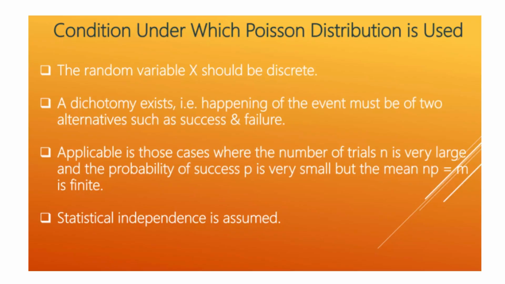Now, the conditions under which Poisson distribution is used. The random variable X should be discrete. A dichotomy exists, that is, the happening of the event must have two alternatives such as success and failure. It is applicable in those cases where the number of trials n is very large and the probability of success p is very small, but the mean np equal to m is finite. Statistical independence is assumed.